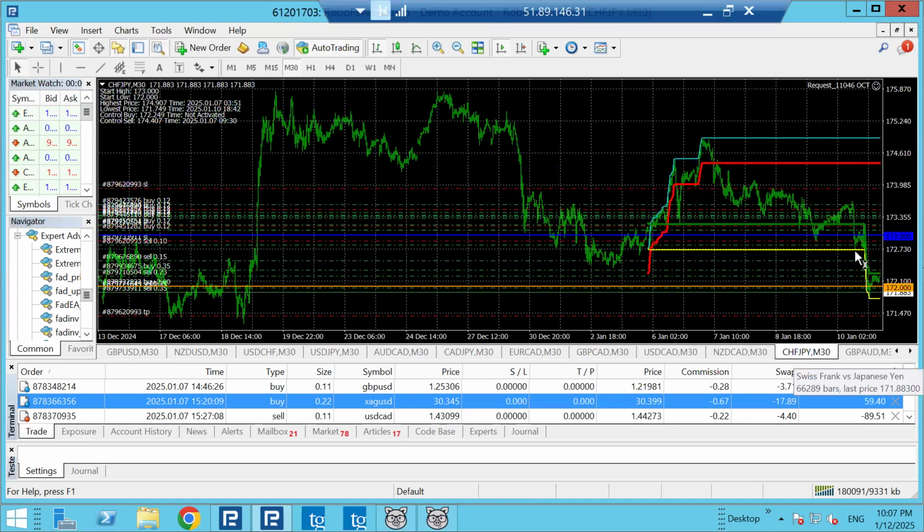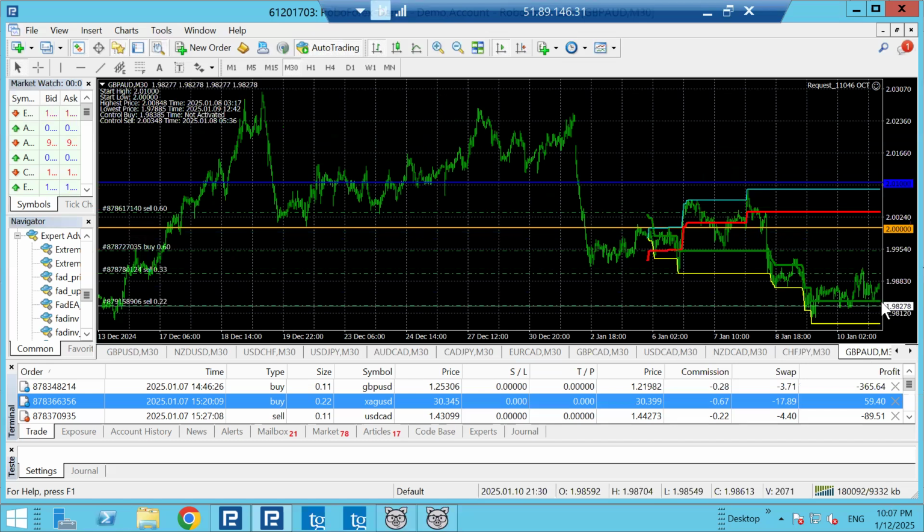CHF/JPY, you can see we have the 2 lines here and the third line. So it's a sell. Once it gets to the blue line here upwards, then it becomes a buy because you already have 1, 2, 3 lines here. Okay, so if it gets up here upwards, then it becomes a buy for the rest of the month. GBP/AUD as well, it's at the bottom, so it's a sell. If it gets up to 1, 2, 3, 4 from this point upwards, it becomes a buy.